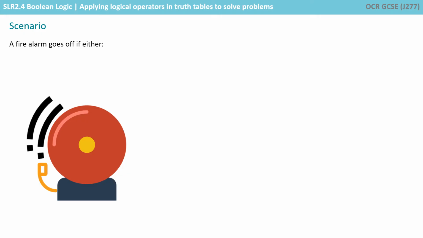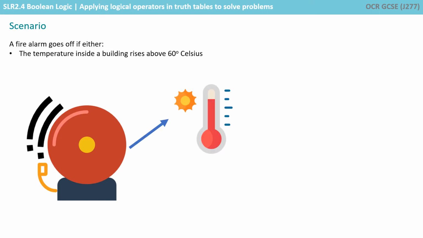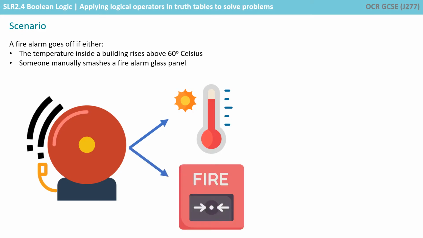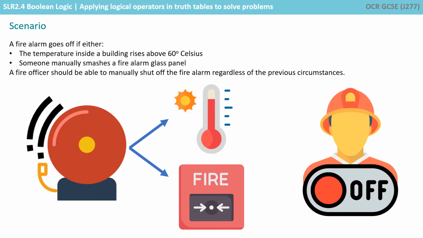So with our scenario, we're going to say that a fire alarm goes off if either the temperature inside a building rises above 60 degrees Celsius, or someone manually smashes a fire alarm glass panel. We also want the situation where a fire officer should be able to manually shut off the fire alarm regardless of the previous two circumstances being true. So that's our scenario.